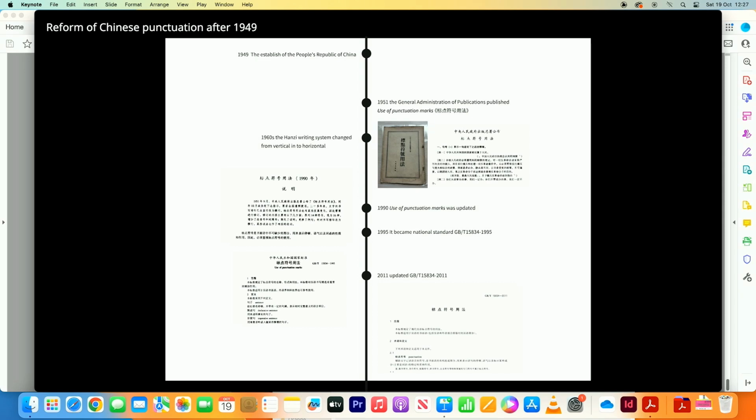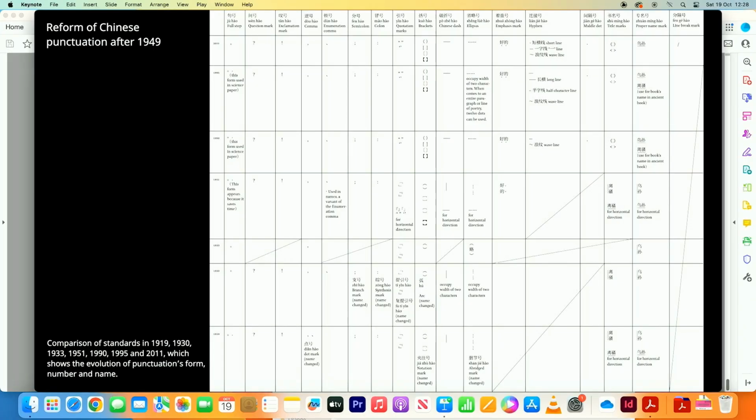In the 1960s, the Hanzi writing direction changed from vertical to horizontal. As a result, a new document had to be updated by the government. They revised the draft in 1990 and released it in 1995. The most recent version was released in 2011. So throughout the years, the number of punctuation marks rose from 12 to 17. Beyond that, there have been some small changes in nomenclature and form in over 100 years.